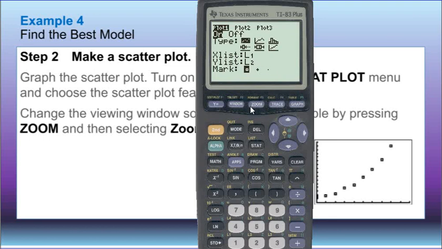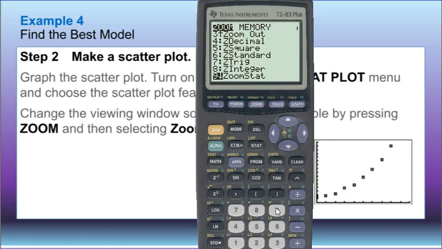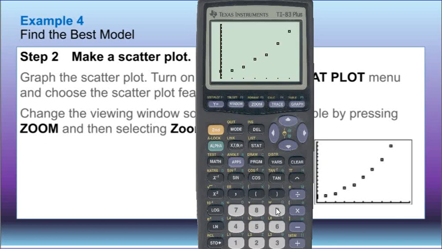From that point, now if I hit zoom, zoom stat is number 9. So if I scroll down and choose zoom stat number 9, you can see my points, my graph, very similar to what they have in the picture here. Here's my scatter plot.